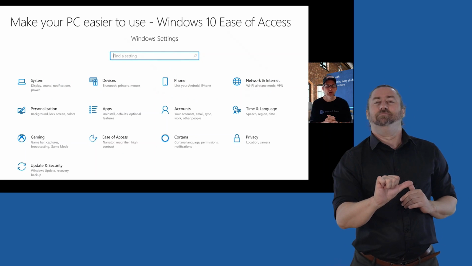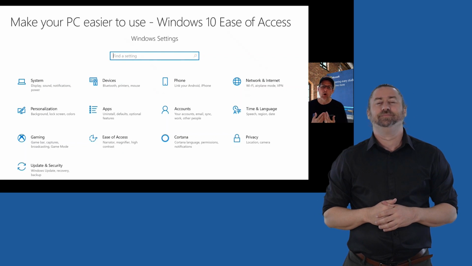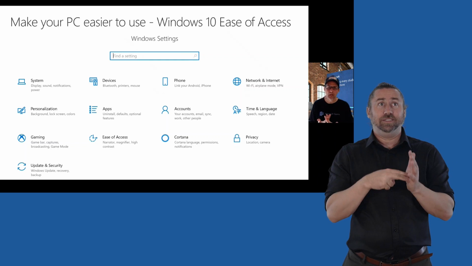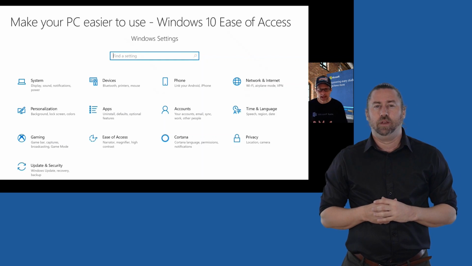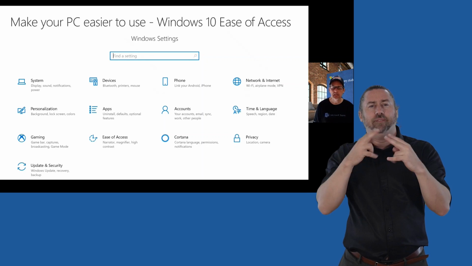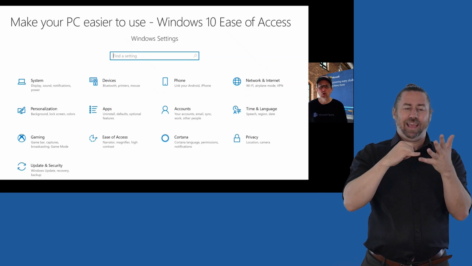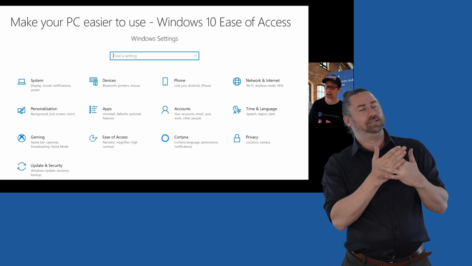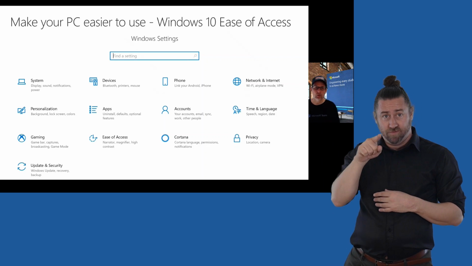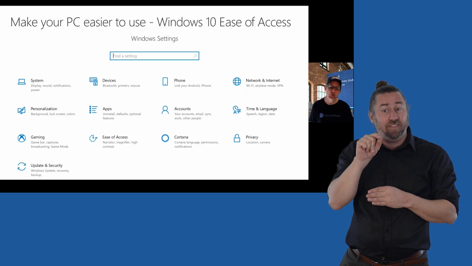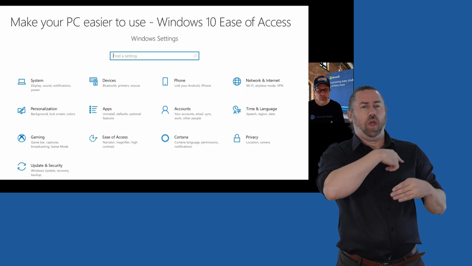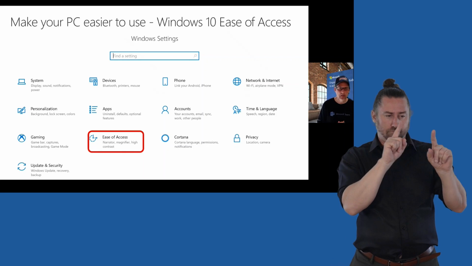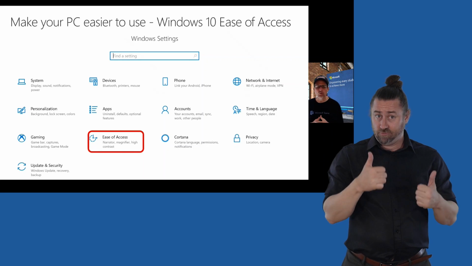All right, so here's what you came for, to look at what we do in the Microsoft space. There's this place called ease of access. If you're on a Windows 10 device, it is called ease of access. If you're on a Windows 11 device, if you're one of those lucky people that's already on Windows 11, then it's called accessibility. But most of us are on Windows 10, so I'm going to show you a Windows 10 idea. So it's called ease of access.